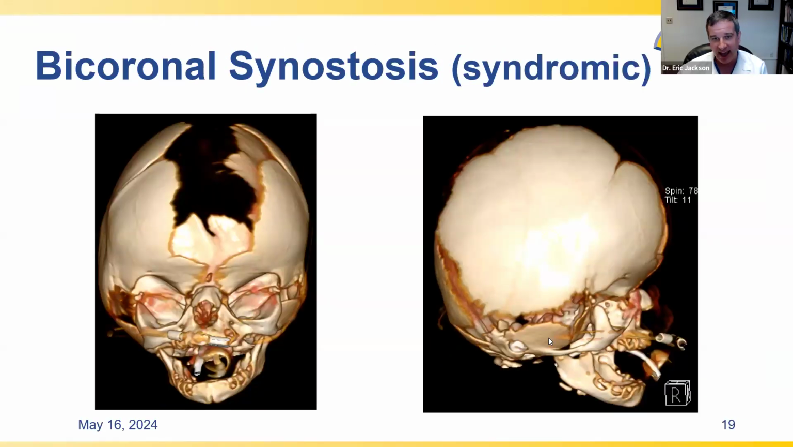Bicoronal synostosis can occur in non-syndromic cases, but I think it's much more common in syndromic cases. We'll often see both sides of the suture fused, which causes a symmetric appearance, but the head is very towered, and oftentimes the fontanelle can be bigger because the head is trying to compensate.